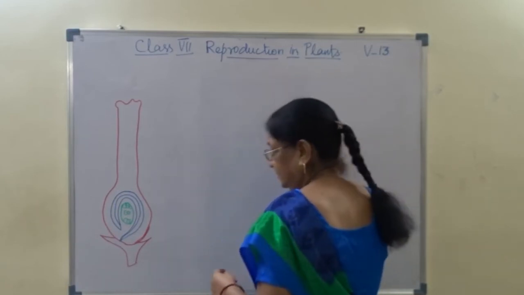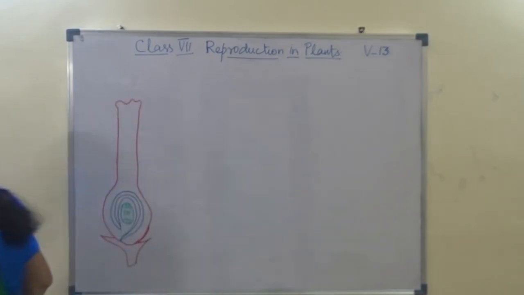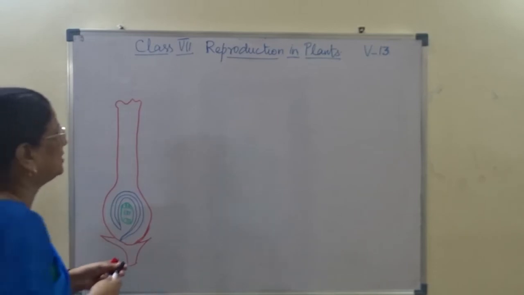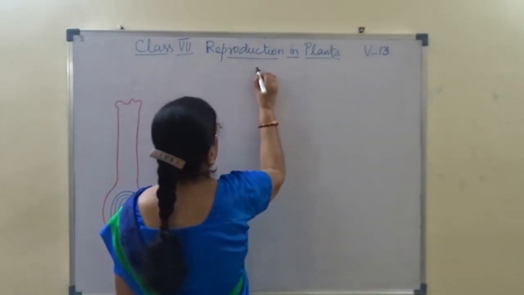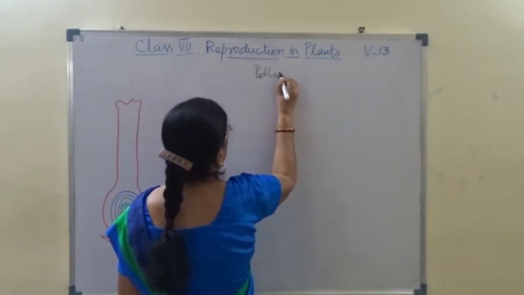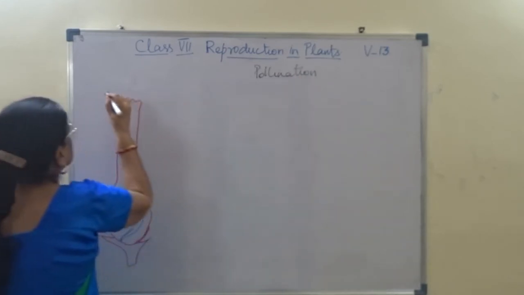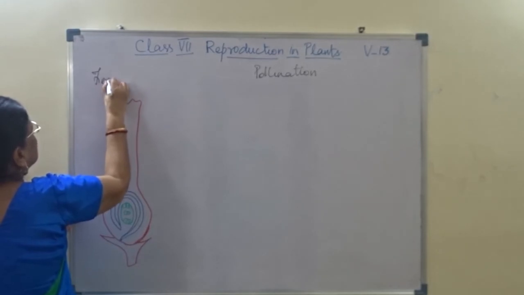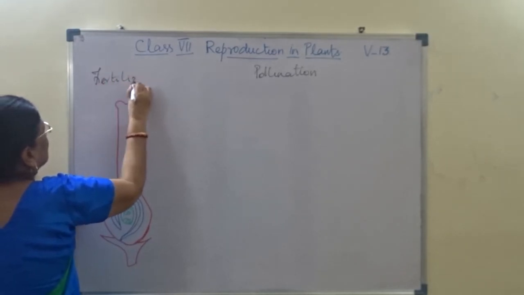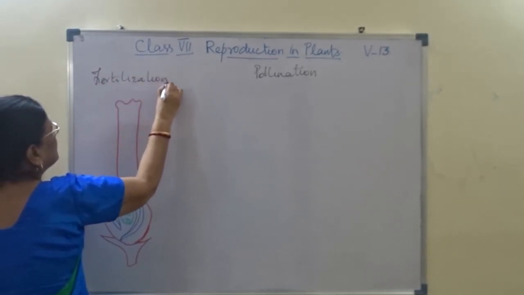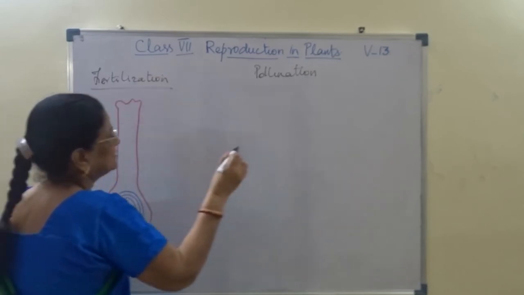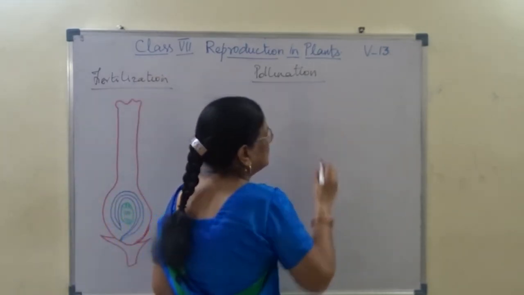So here this is pollination and fertilization. Now what is pollination?